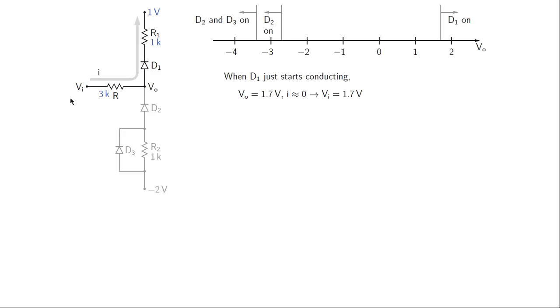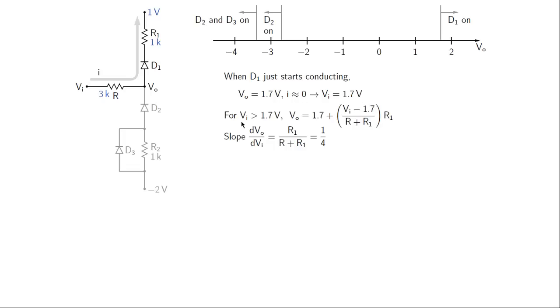When D1 conducts, the current path is like that, and in this situation D2 and D3 do not conduct. There is no current in this branch, and therefore we have shown that in gray. Now as we have seen earlier, D1 starts conducting when Vo becomes 1.7 volts. So Vo is 1.7 volts when D1 just starts conducting, and this current is still small, so therefore this voltage drop is nearly 0, and in that case VI is equal to Vo, that is 1.7 volts, like that.